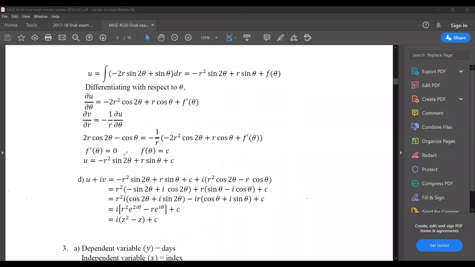So here you can see they have equated this one, right? And they have found f dash theta. So if f dash theta is zero, f theta is c. I already spoke about these things, right? So they have found U, right? So this is a simple one. Please choose this one, right?